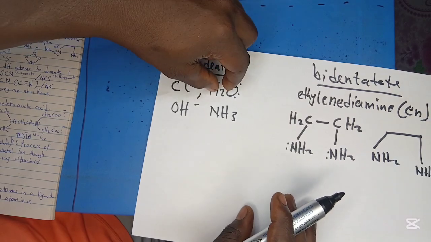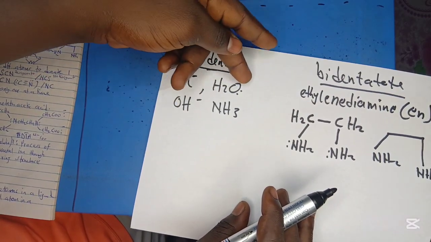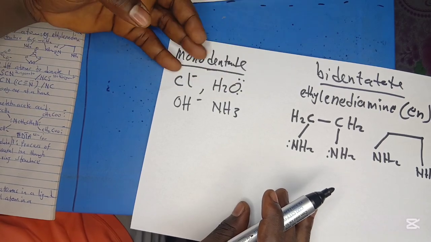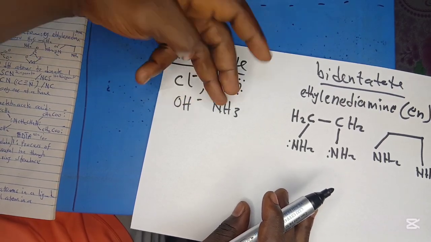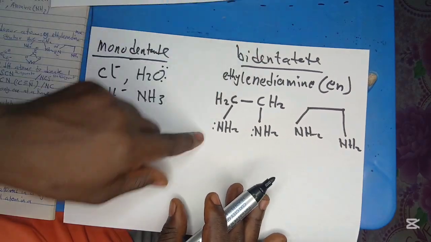The only way this water, aqua, can form a bond with a metal is through the lone pair on oxygen. So oxygen alone here, chlorine alone here, oxygen alone here, nitrogen alone here. So that's why they are monodentate or unidentate. So bidentate, it has two donor atoms.